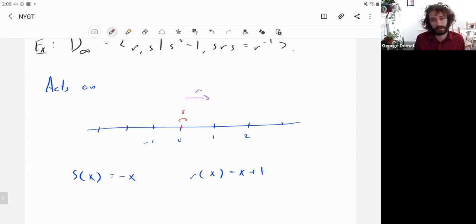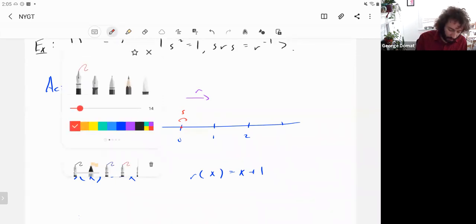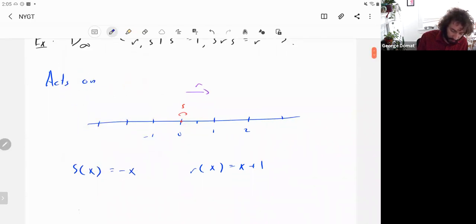Okay, there's one thing we have to do. I said we want an action without edge inversions. Right now there are edge inversions because S flips these two edges. But we can eliminate that by subdividing the tree. So let's subdivide each edge. Now you won't flip any of the edges.